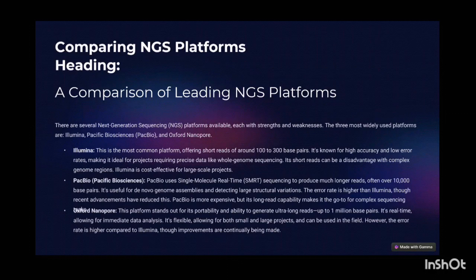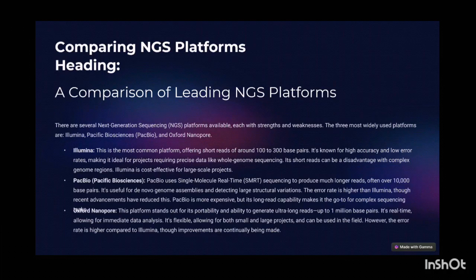It relies on sequencing by synthesis technology, offering short reads of around 100 to 300 base pairs. Illumina is known for its high accuracy and low error rates, making it ideal for projects that require precise data, such as whole genome sequencing or exome sequencing.